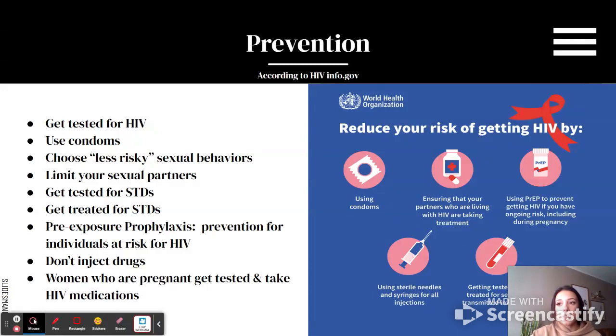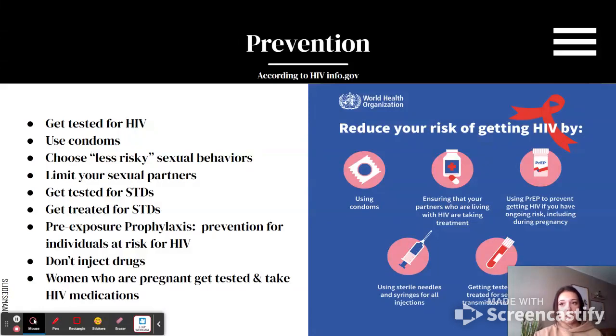One thing I want to bring up is pre-exposure prophylaxis, otherwise known as PrEP, which is an option for individuals who do not have HIV but are at a high risk for contracting HIV. So they might be using drugs quite frequently. They consistently don't use a condom. They've been diagnosed with STDs. They're just living with an increased risk of getting HIV transmitted to them.